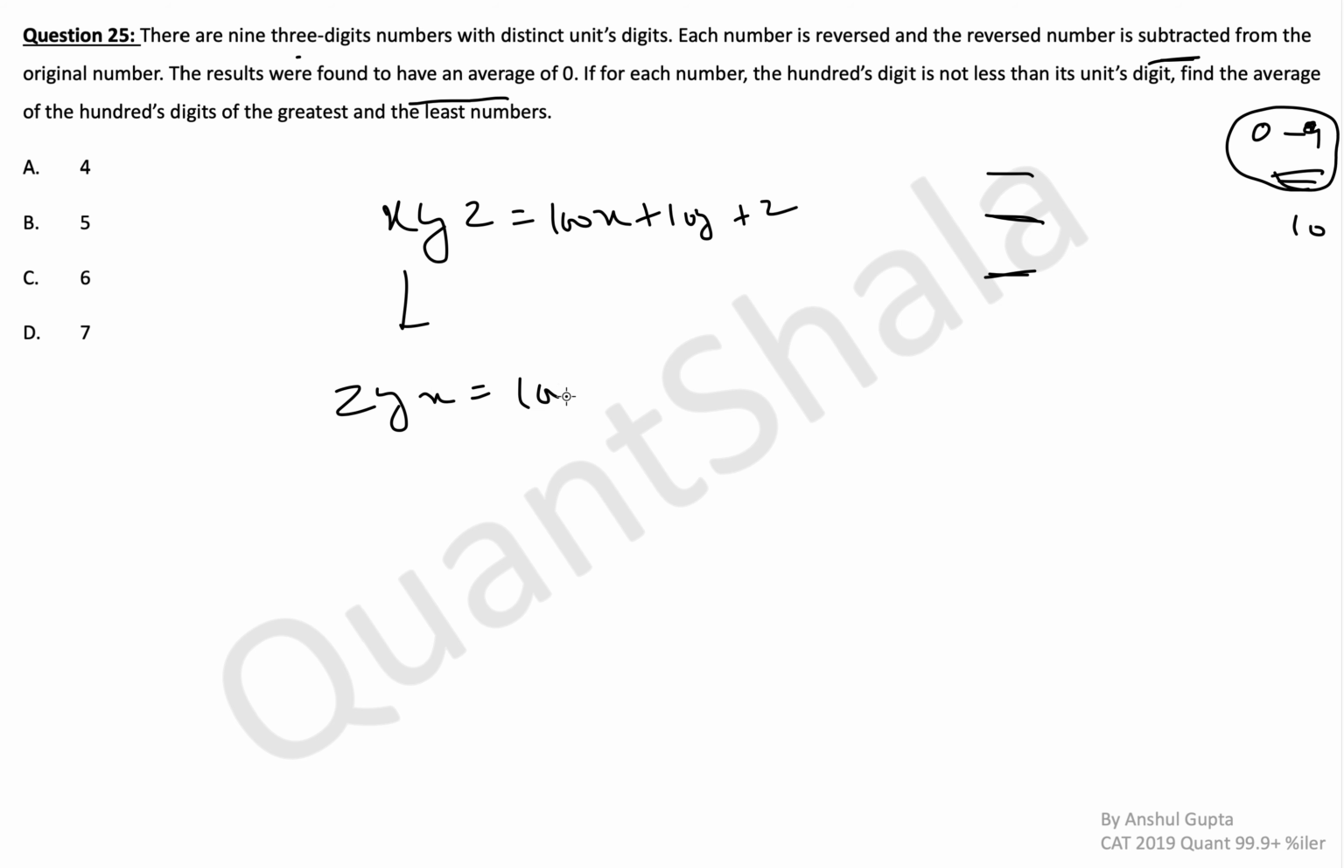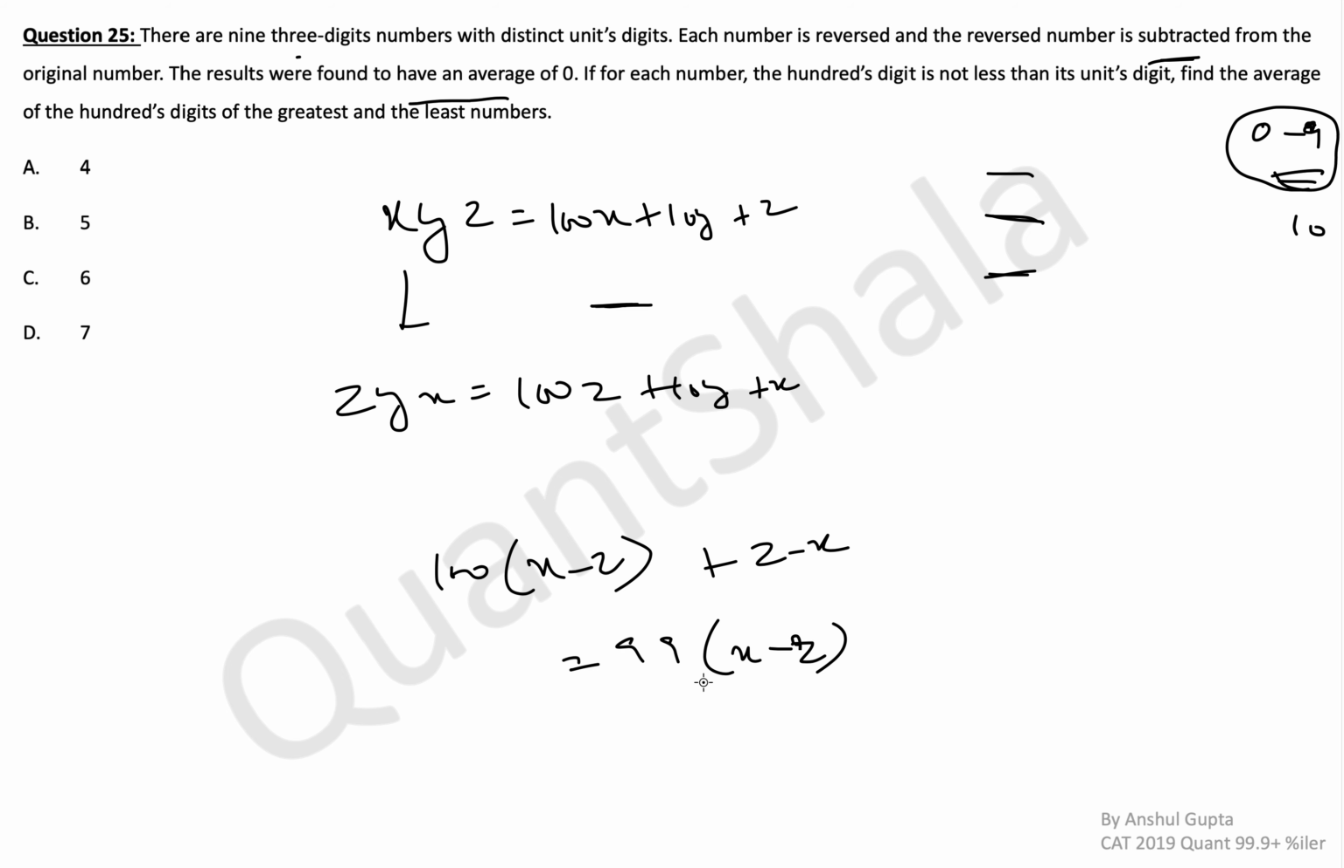It becomes 100z plus 10y plus x. Subtract both these. What do you get? You get 100 multiplied by x minus z plus z minus x. This can also be written as 99 into x minus z. Okay. So this is your answer. 99 into x minus z is what you get when you subtract the reverse number from the original number.